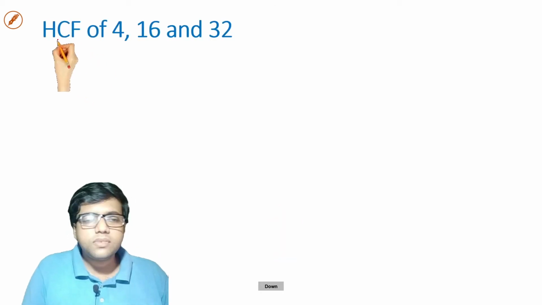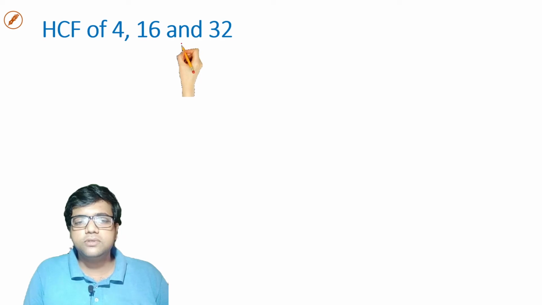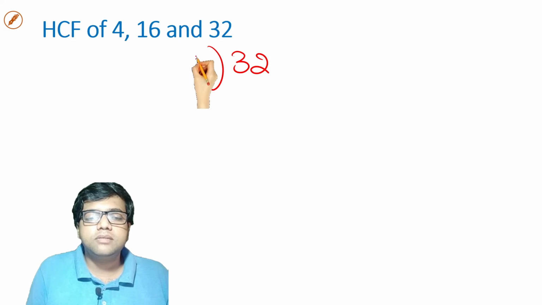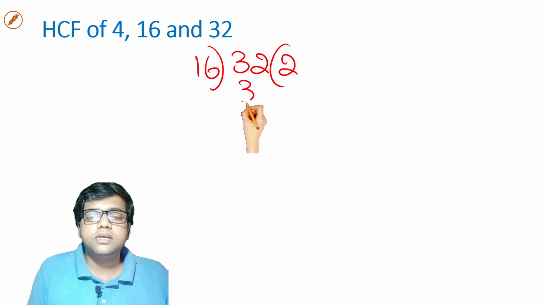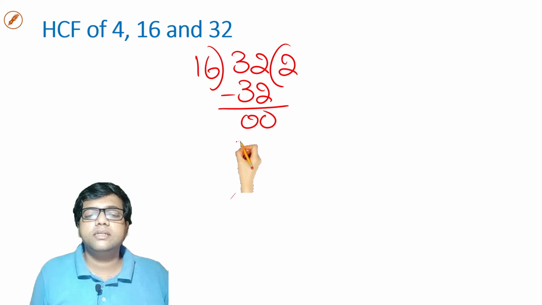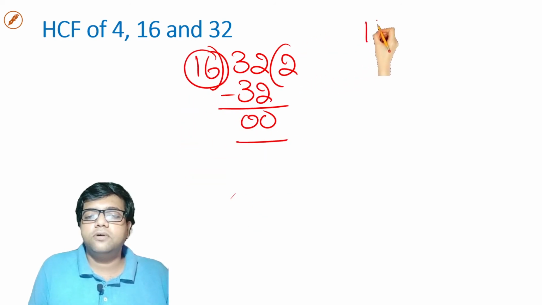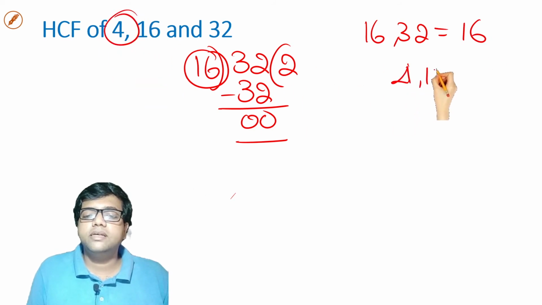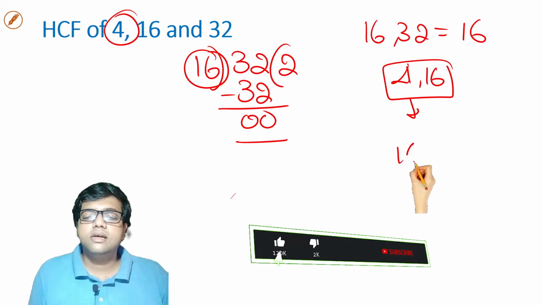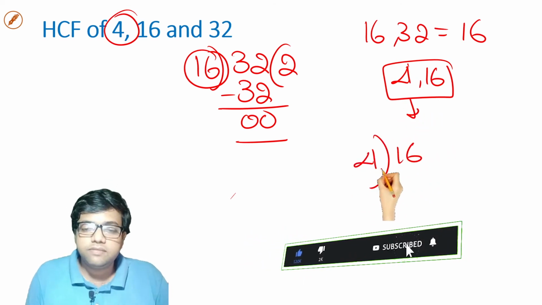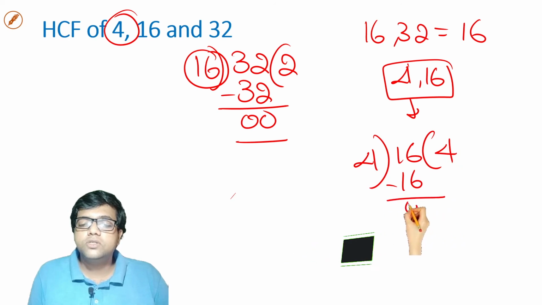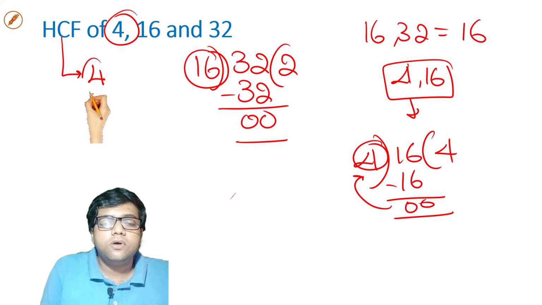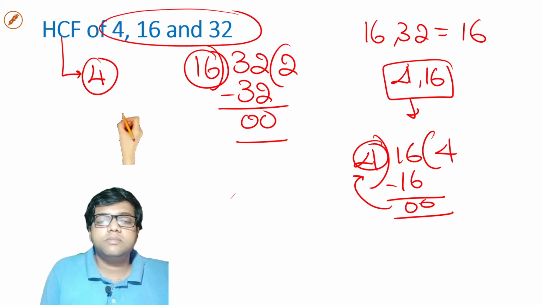Okay. HCF of 4, 16 and 32. How to do this? Take up the larger number and divide by the smaller number. 16 twos are 32. You get the remainder 0. So this is the HCF for 16 and 32. You get the HCF as 16. The left out number is 4. Now we need to find the HCF for 4 and 16. How to find this? Take up the bigger number and divide it with the smaller number. 4 fours are 16. So you get the remainder 0. The immediate next divisor becomes the HCF for all the three numbers. This is the HCF.